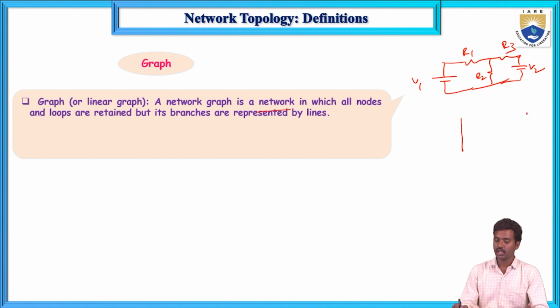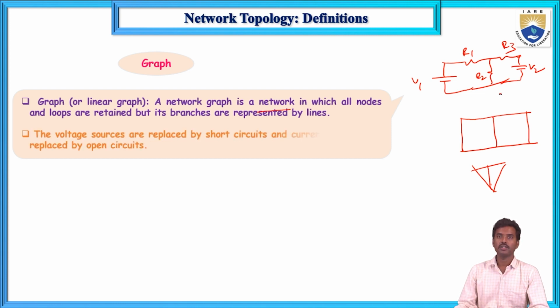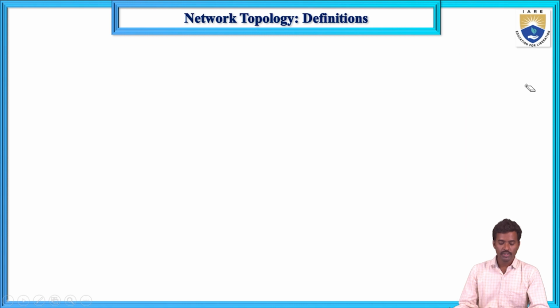All voltage sources are replaced by short circuits, and all elements are replaced by lines. The graph should be like this. So the network graph is a network in which all nodes and all loops are retained, but its branches are replaced by lines. Voltage sources are replaced by short circuits, and if there is any current source, that current source is replaced by an open circuit.